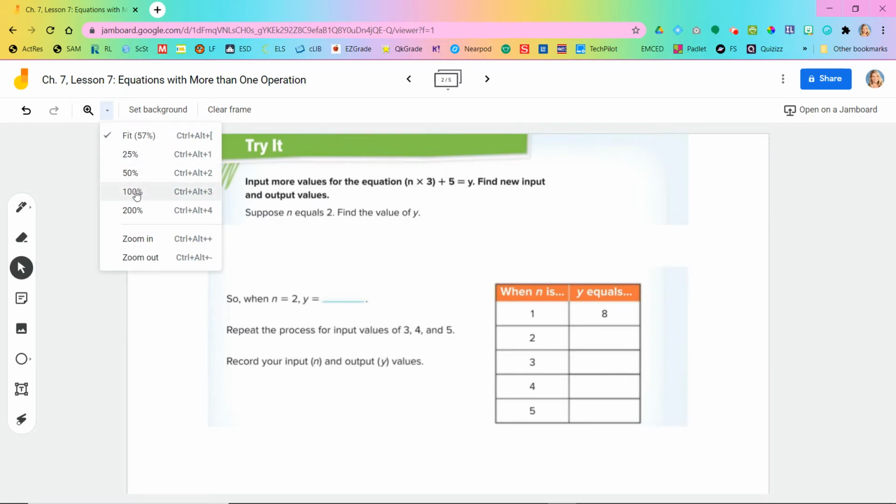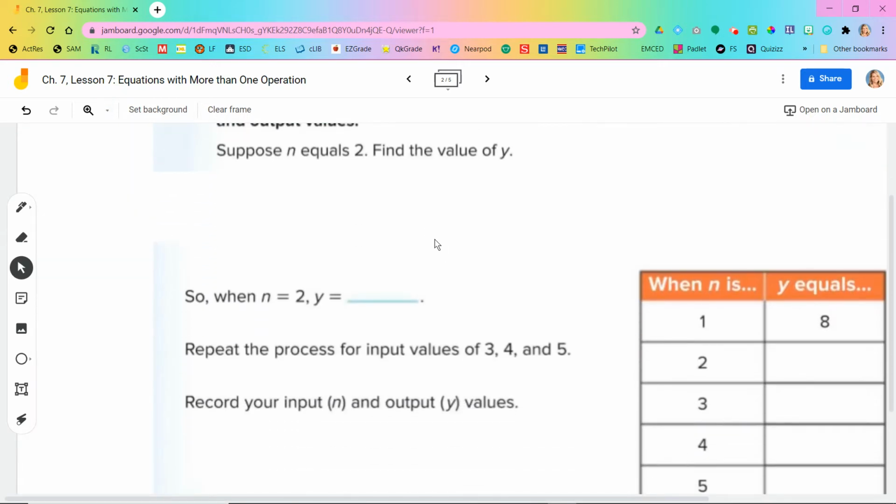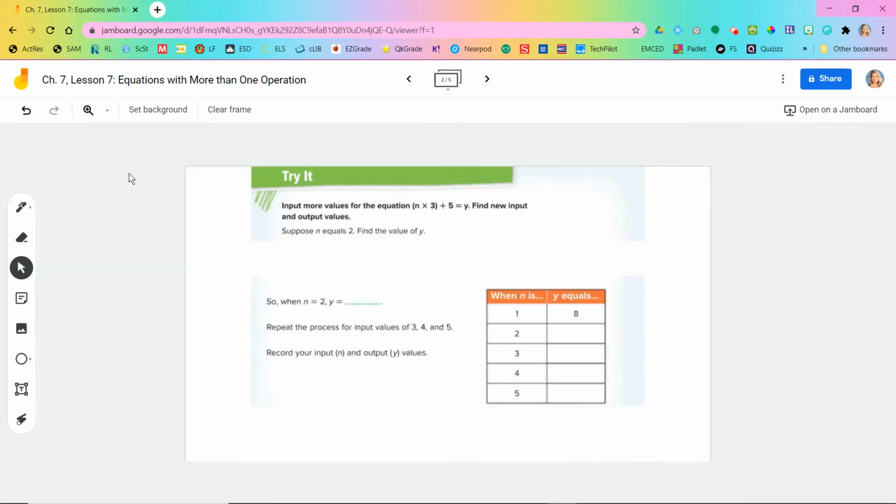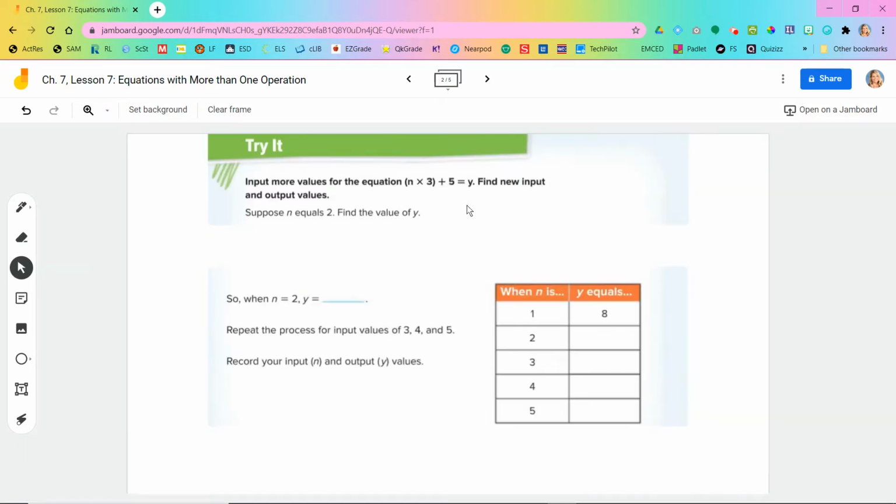So we're going to stick with the same equation. So we still have n times 3 plus 5 equals y. Now it's giving us new input and output values. So now it's telling me to suppose that n equals 2. If n equals 2, let's find the value of y.